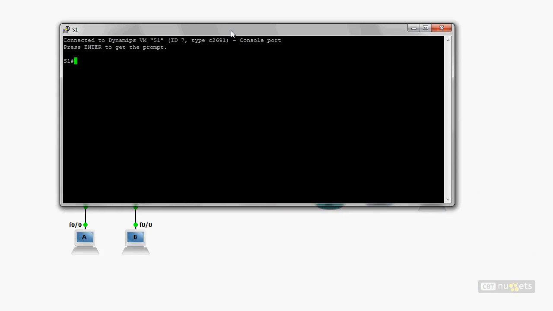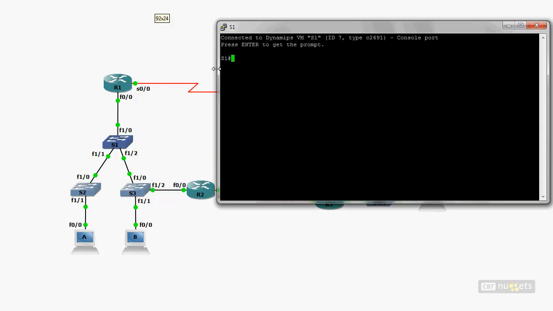So I'm going to go to switch 1. I'm going to type in no ip routing, which says you are not a router. You are essentially a dumb device. You do not do routing anymore.